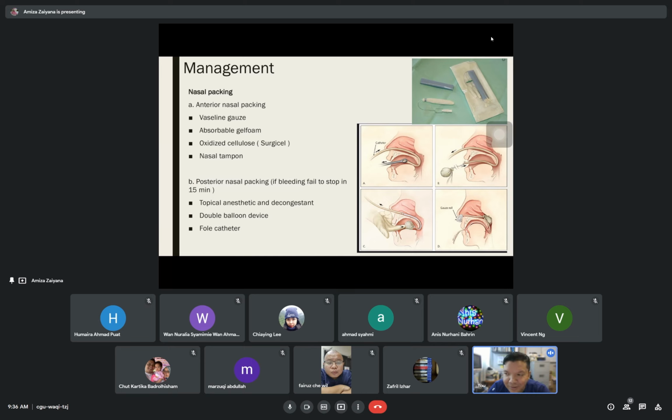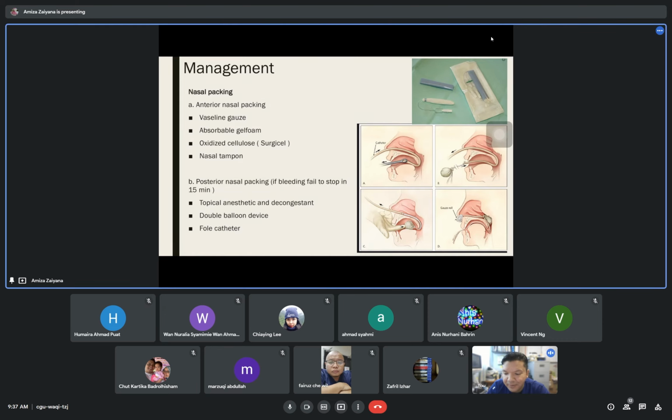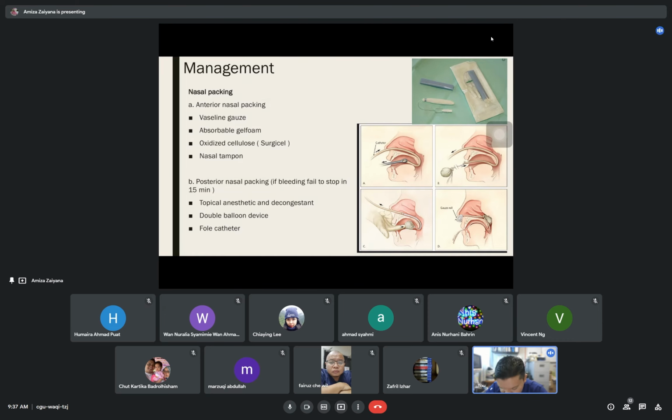Okay, epistaxis is not uncommon. Most of the time it is caused by local injury, like the patient picks the nose, or in very dry conditions the patient rubs the nose, which can lead to bleeding. Anterior bleeding is more common than posterior. Most of the time it's anterior. So if a patient has epistaxis, do we need to do packing for all patients? No, not necessary.